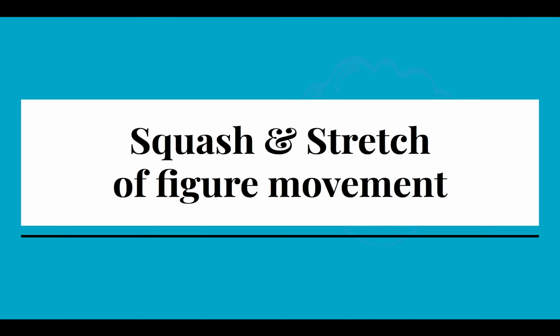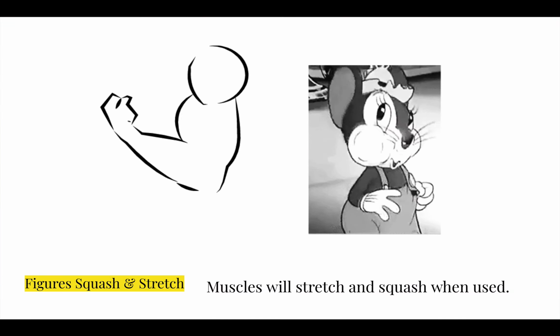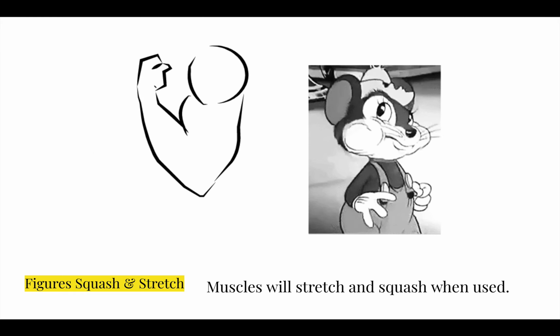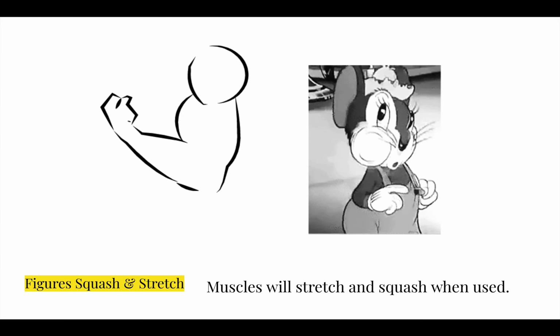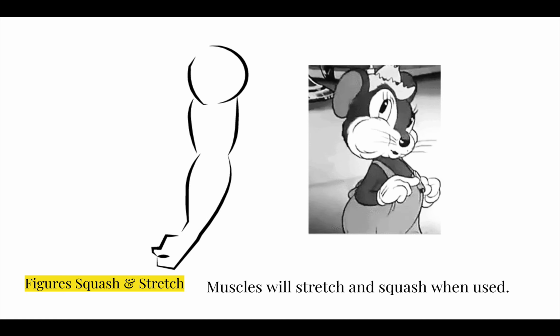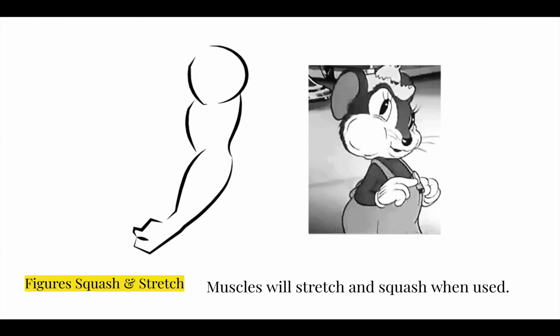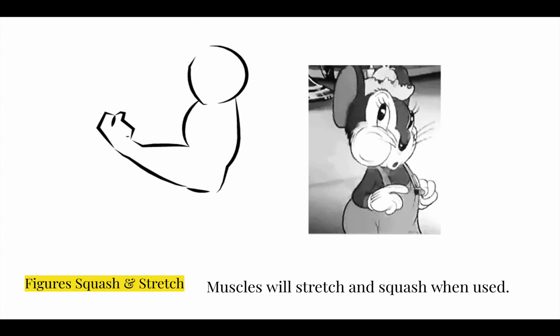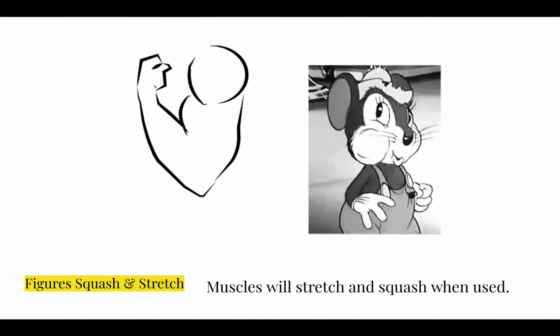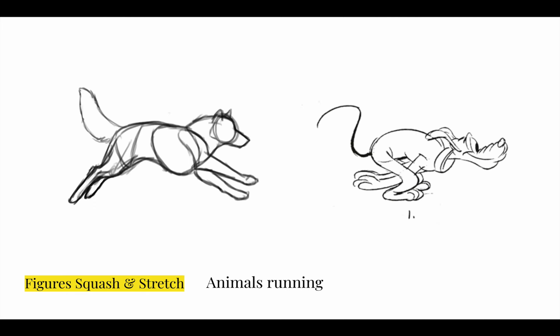Look for squash and stretch in a figure's movement as well. Now, naturally, you've got your body's muscles. As they tend to contract and expand, they'll squash and stretch as they move as well. You can overemphasize this in cartoon characters by what they're doing. In this case, the mouse is chewing, and so they're overemphasizing the chewing motion, the squashing and stretching of his head as he performs that action.